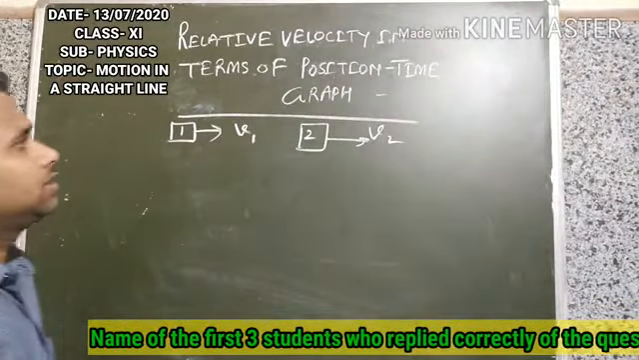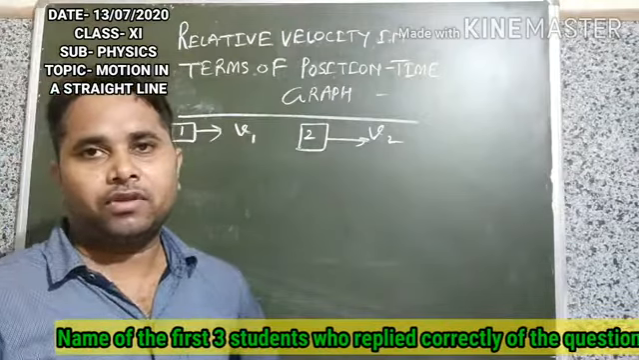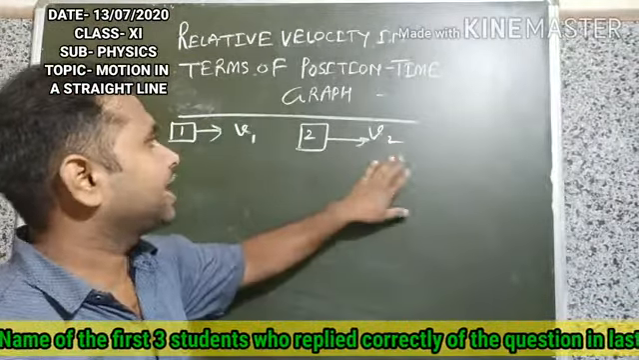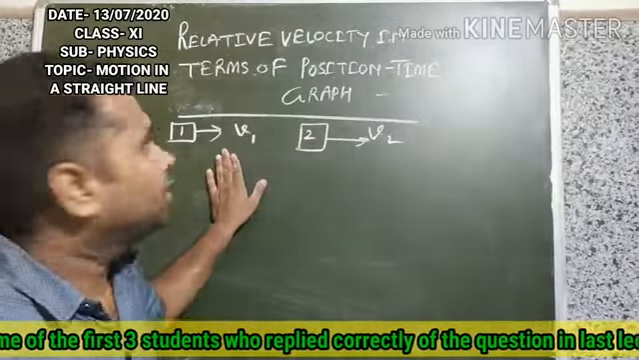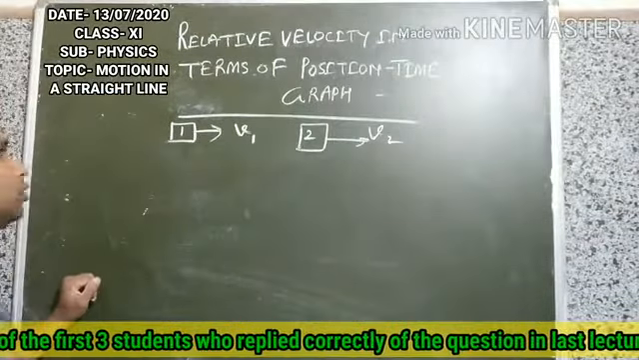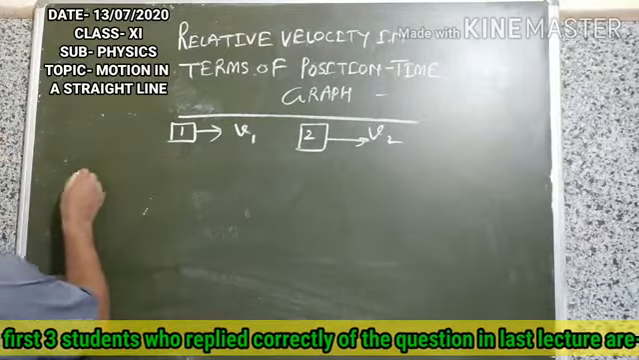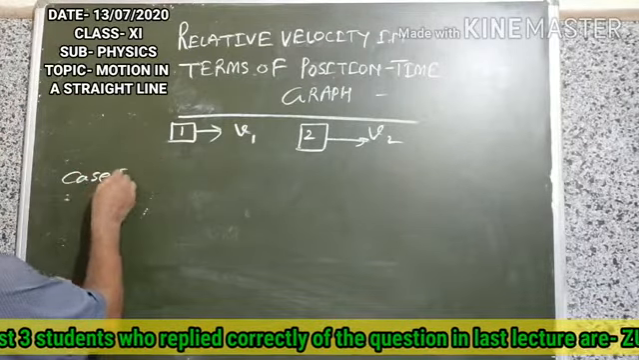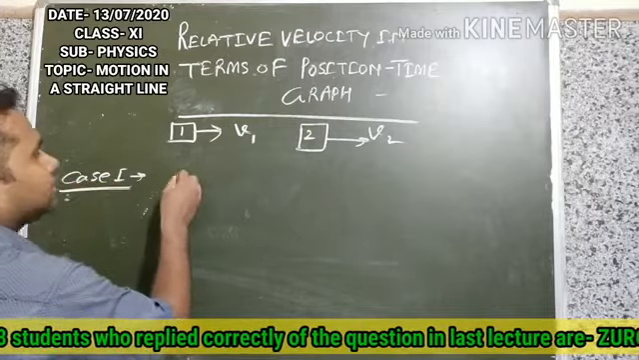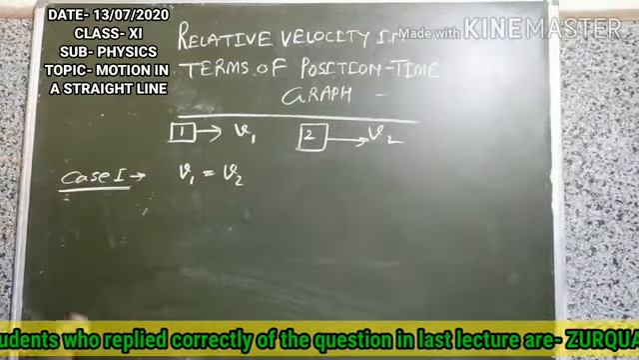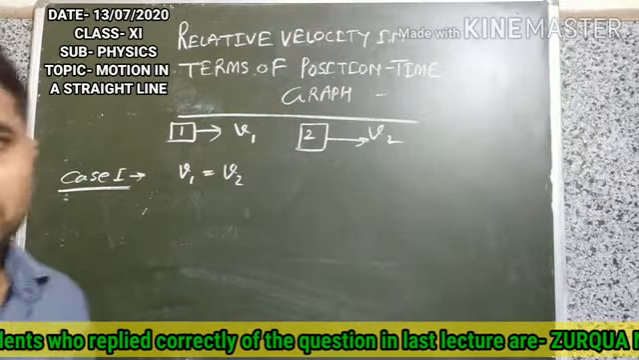Now we have to discuss the relative velocity of first with respect to second, or relative velocity of second with respect to first, in a position time graph. So here we have three cases to discuss. Case number one is when v1 is equal to v2.